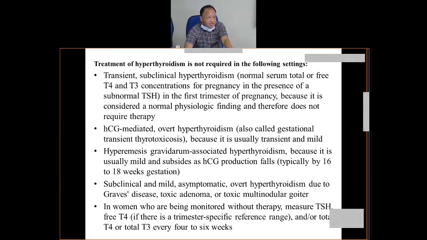Subclinical and mild asymptomatic overt hyperthyroidism due to Graves' disease, adenoma, or toxic multinodular goiter do not require treatment. In women who are being monitored without therapy, measure TSH and free T4 using a trimester-specific reference range. Usually you can ask the lab what the trimester reference range is for pregnancy. This is done every 4 to 6 weeks.